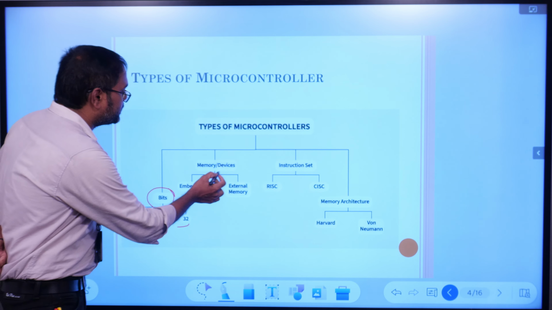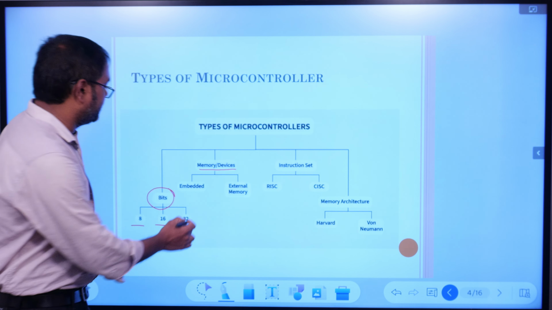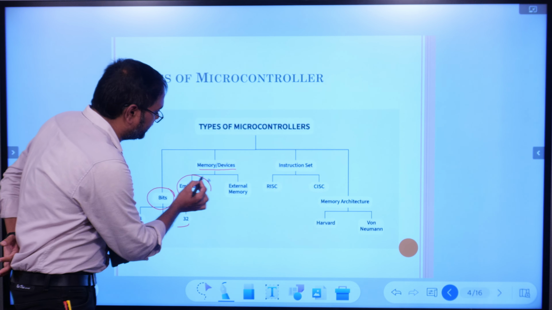The second category is based on the memory or devices. Here we have two types, embedded memory and external memory. And based on the instruction set, depending on the instructions, you have two types, RISC and CISC. And coming to the memory architecture, based on the memory architecture, we have two types of architecture.